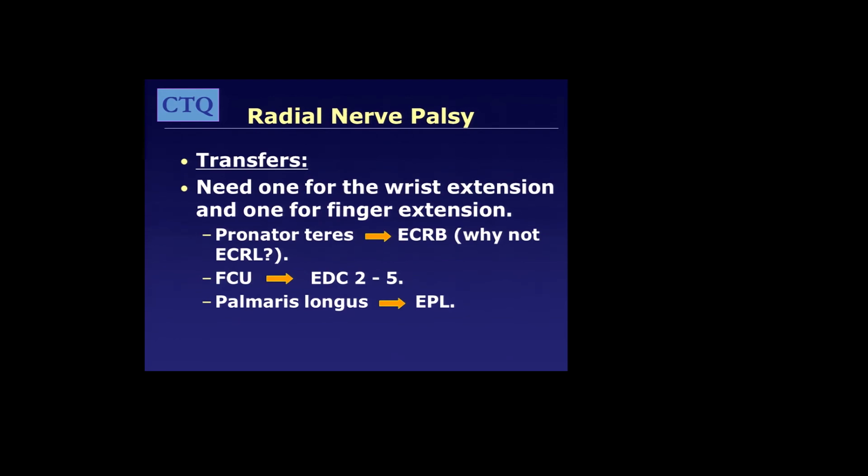In contrast to the case where we have EPL rupture, we don't use the EIP because the EIP is also innervated by the radial nerve, correct? So the EIP is not working either. And that is the way that they will try to trick you.